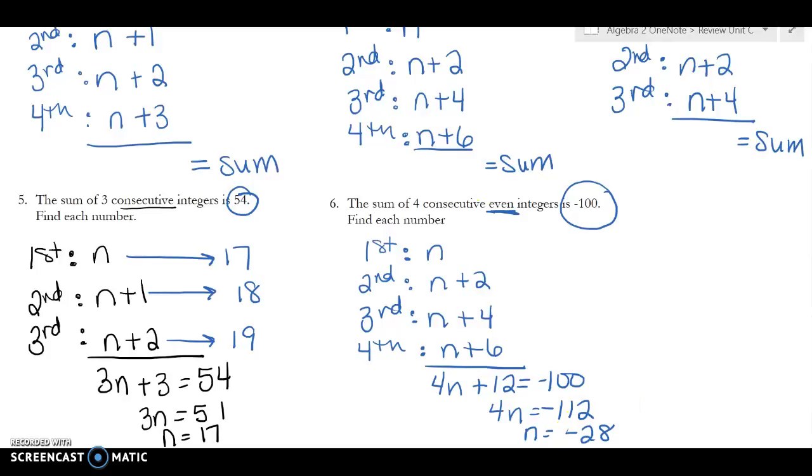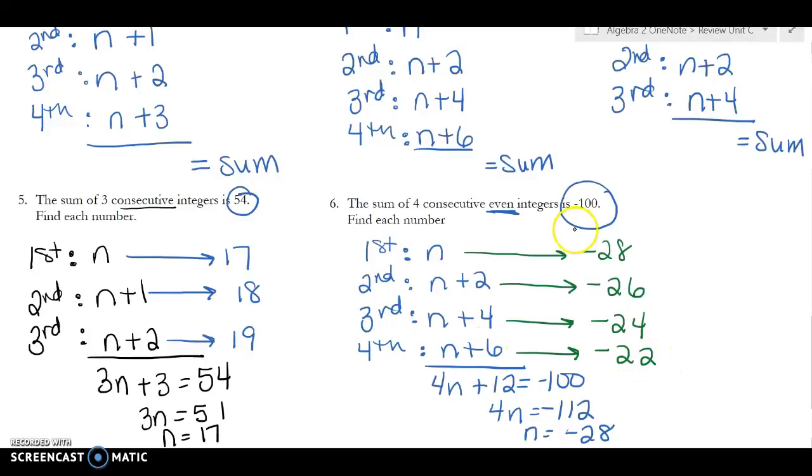Well, that's my first number. To find the second one, it's negative 28 plus 2, which is negative 26. Negative 28 plus 4, which is negative 24. And negative 28 plus 6, which is negative 22. And those are my 4 consecutive even integers that have a sum of negative 100.